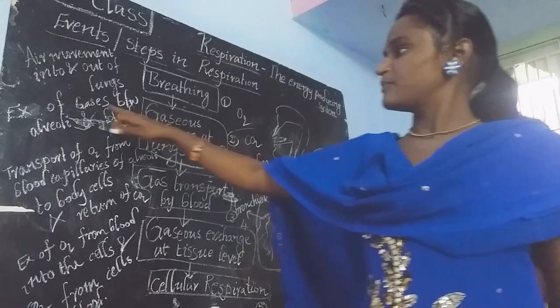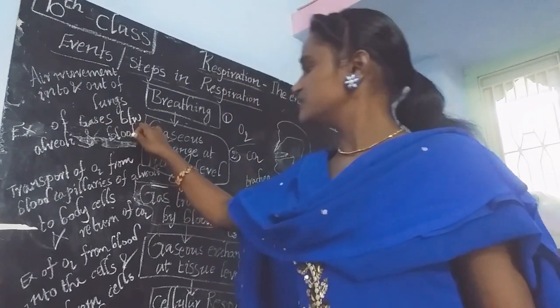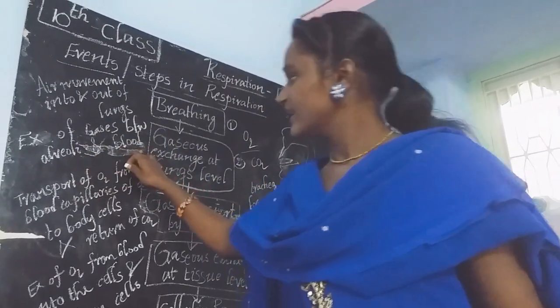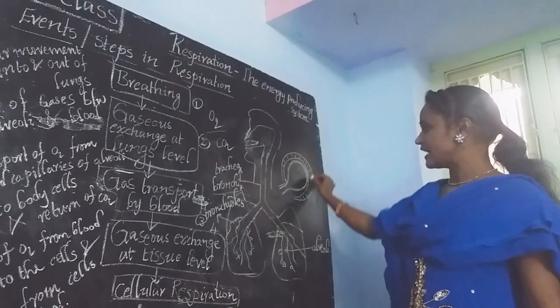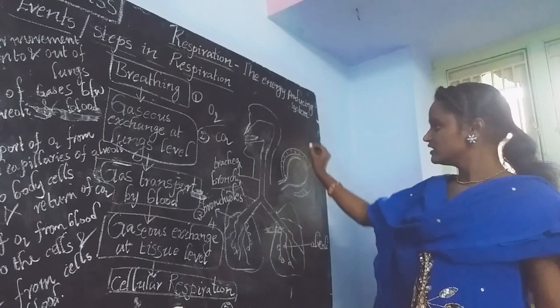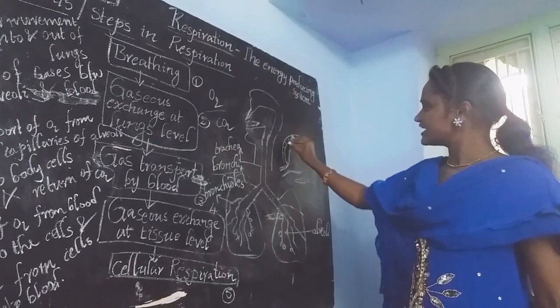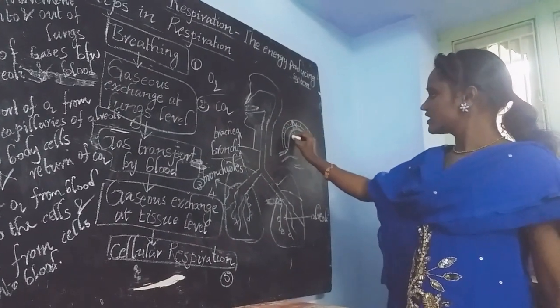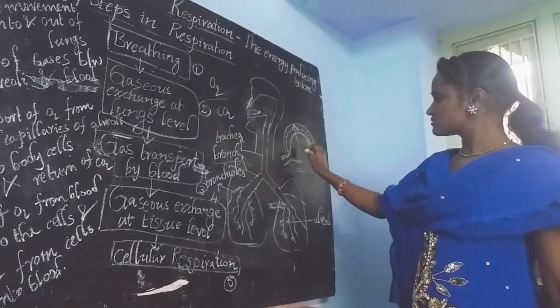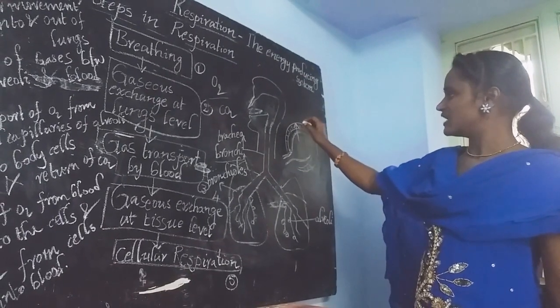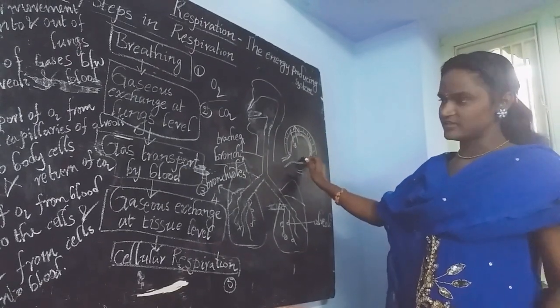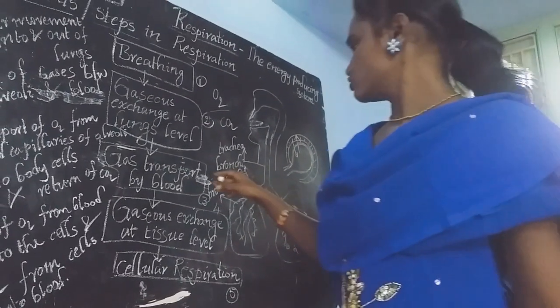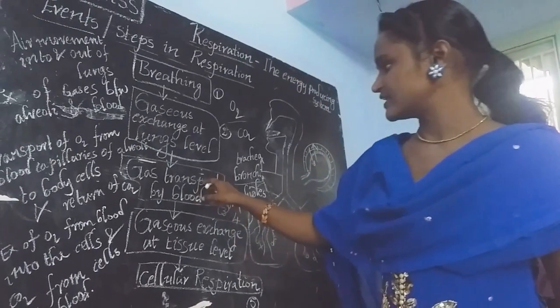What is the second step? Exchange of gases between alveoli and blood. This one is the alveoli, and here the blood capillaries carry the blood. A gaseous exchange takes place like this. The gas of the alveoli enters into the blood, and the gas present in the blood enters into the alveoli. This is the second step. Then move to the third step. What is that?